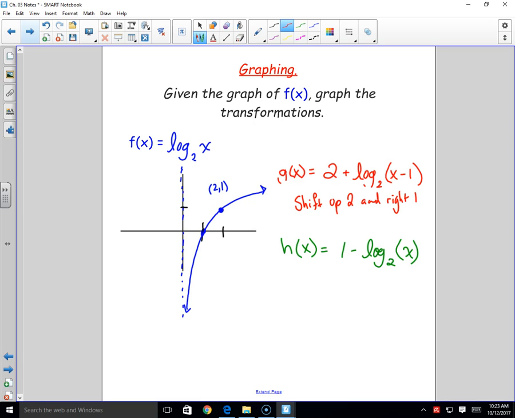Jonathan, how did you take the parent function and move accordingly? What did you choose to move for g of x? I took log base 2 of x and shifted it right. So what did you shift on this graph? The points. Okay, so you shifted right 1 and up 2. Is that all you did?